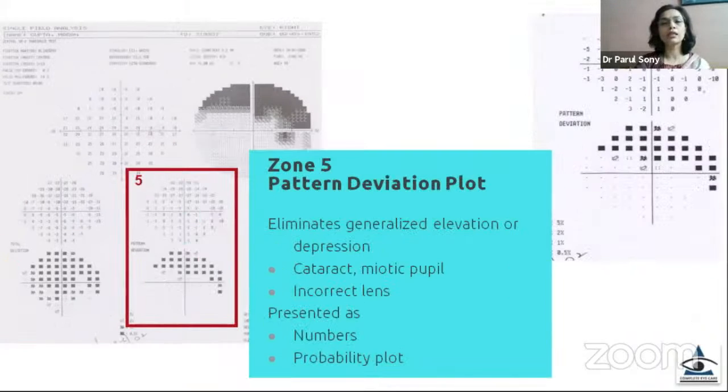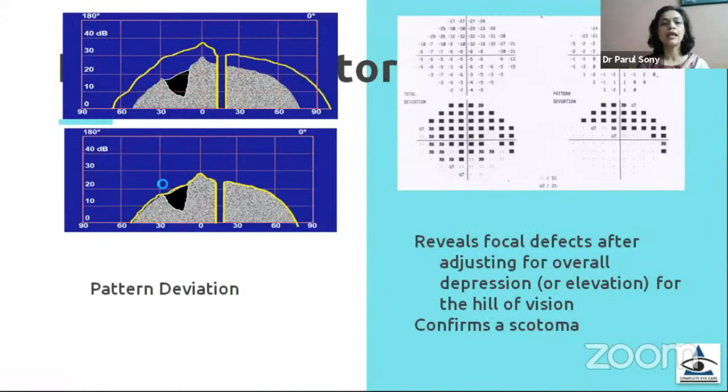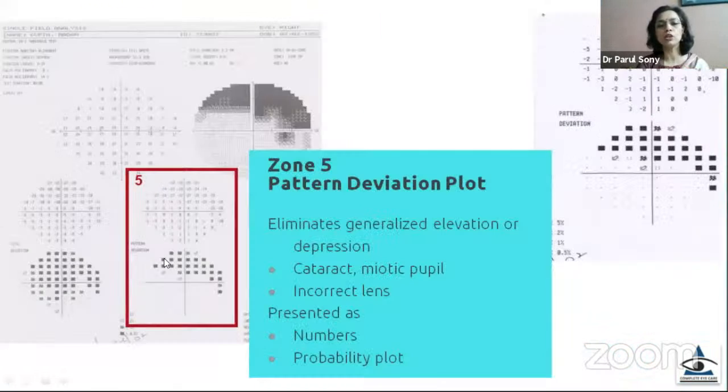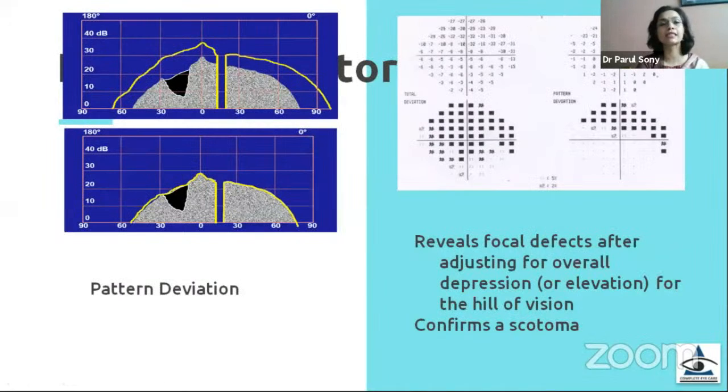But the most important thing in glaucoma patients is the pattern deviation plot. What the machine does is it eliminates the generalized elevation and depression, and then it tells you about the localized scotomas. So if there is a generalized depression because of the presence of cataract or miotic pupil, that is taken care of by the machine. Just to give you an example, if a patient has a scotoma like this, the machine will eliminate this depression and the focal scotoma gets more visibility.